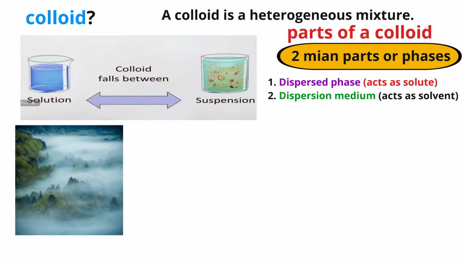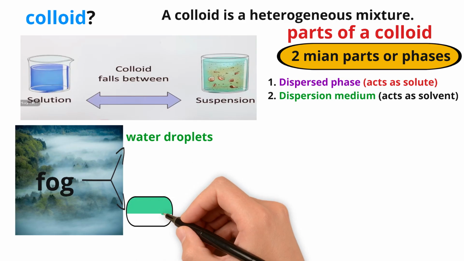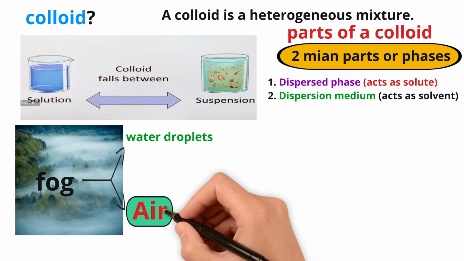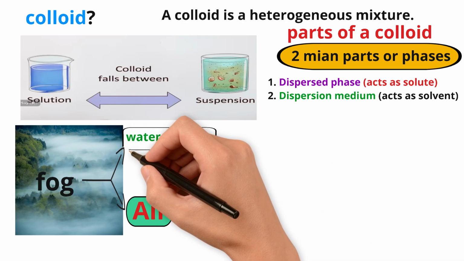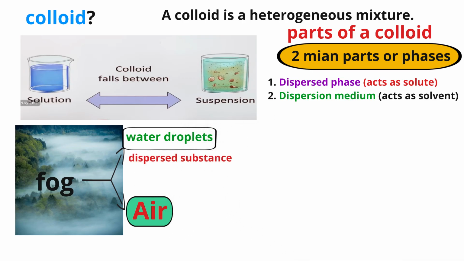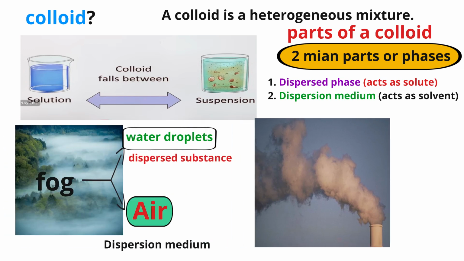Let us take fog. Fog is a colloid, and it has two parts or two phases. One phase is water droplets, and the second part is air. This water droplet is the dispersed phase. It is dispersed throughout the air. Therefore, air is the dispersion medium. Now, when water droplets are dispersed throughout the air, it forms fog, and fog is an example of a colloid.